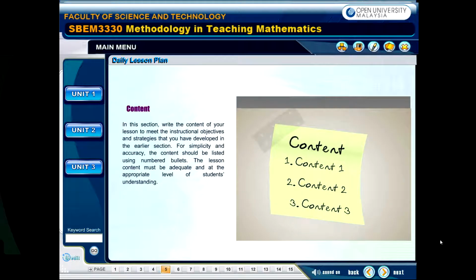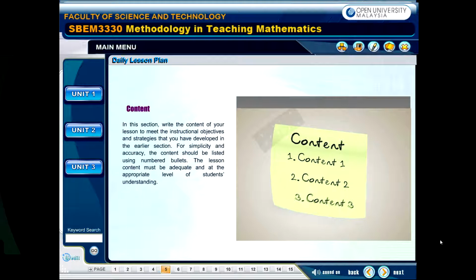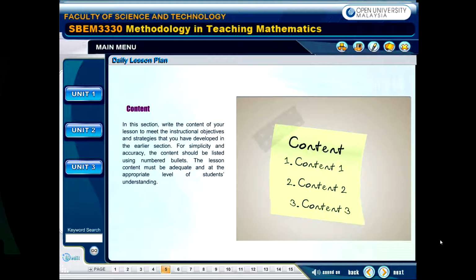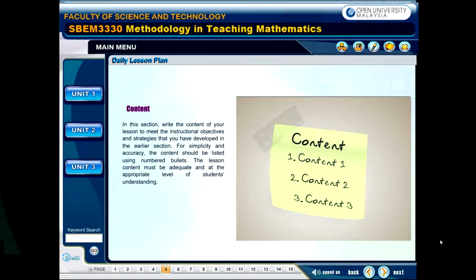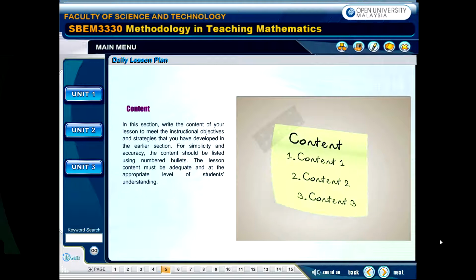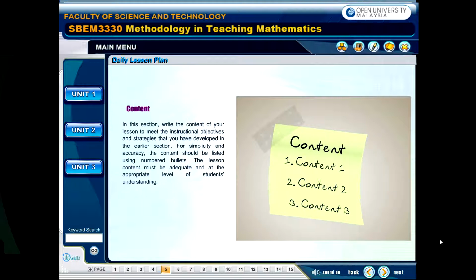In this section, write the content of your lesson to meet the instructional objectives and strategies that you have developed in the earlier section. For simplicity and accuracy, the content should be listed using numbered bullets. The lesson content must be adequate and at the appropriate level of students' understanding.